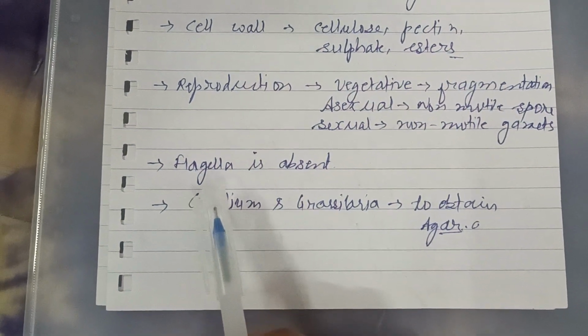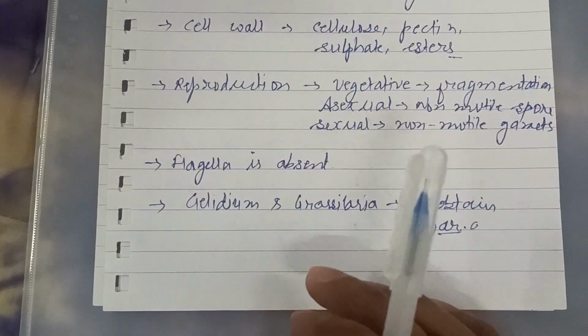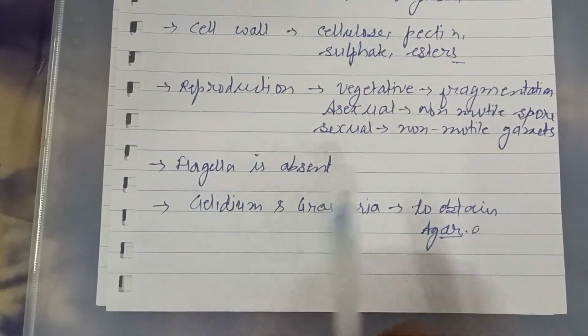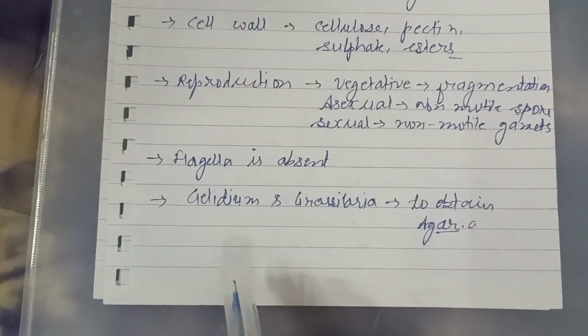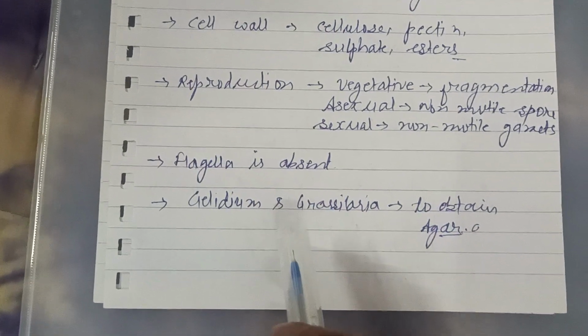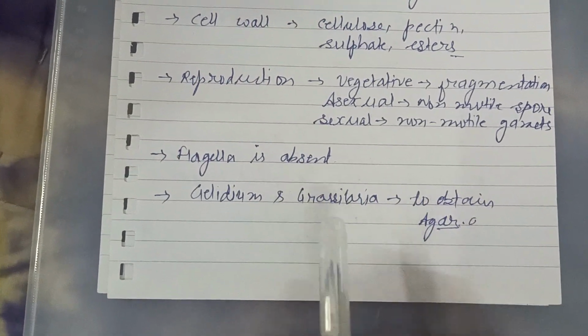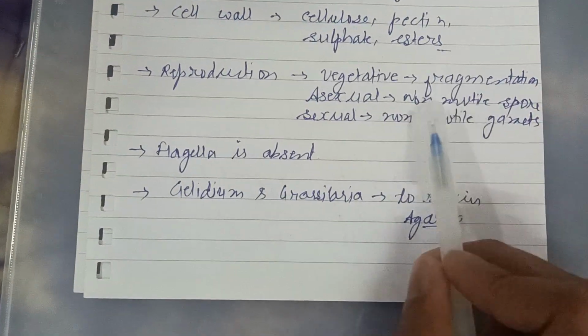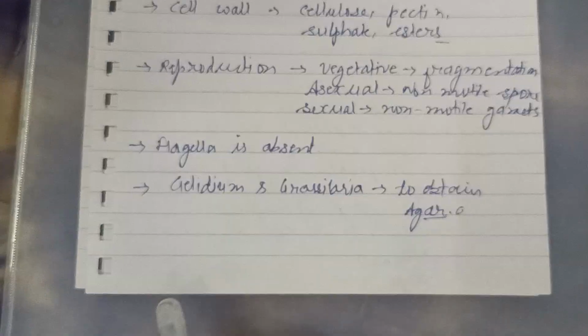This is the main important thing here. Flagella are absent in red algae, and this is a frequent question asked in competitive exams: in which algae is flagella absent? So this is the red algae in which flagella are absent. This is an alga which is non-motile. You can see here non-motile spores, non-motile gametes.